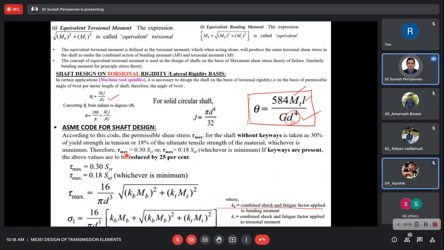Okay. Now in the ASME code approach, we are introducing the factors KB and KT, I mean, combined shock and fatigue factors. It is the same formula we discussed, the equivalent torsional moment and equivalent bending moment, but we are introducing KB and KT in this equation. That's all.